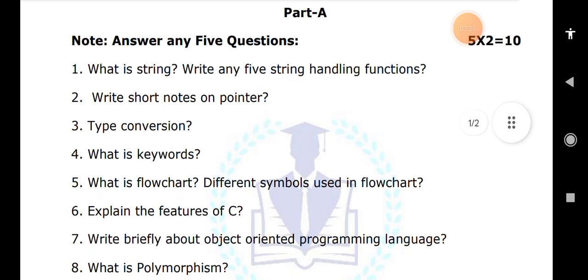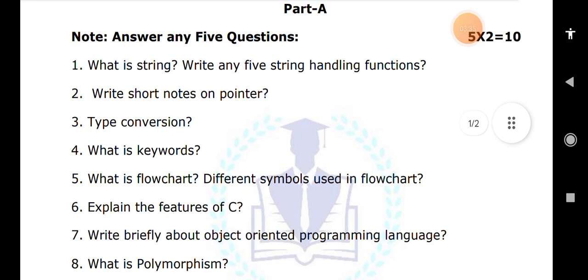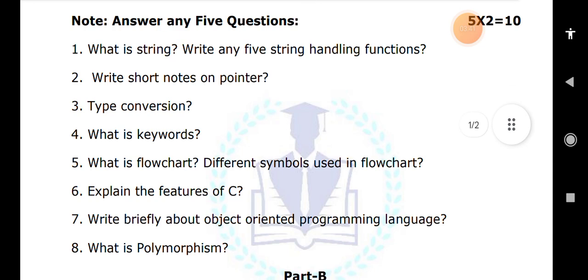Next, what is the meaning of polymorphism? Polymorphism is a Greek word. Poly means many and morphism means forms. One form that can be expressed in multiple forms is known as polymorphism. So you have to write everything. And polymorphism is of 2 types: compile time polymorphism and runtime polymorphism. It is more than enough for a 2 marks question.